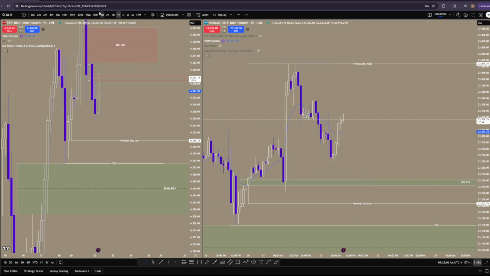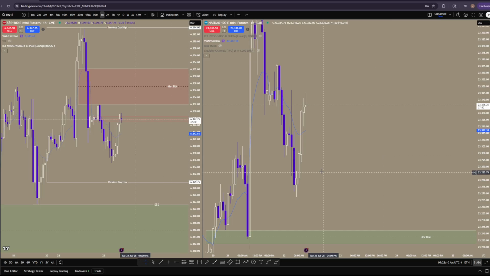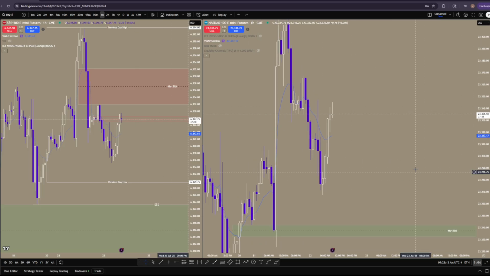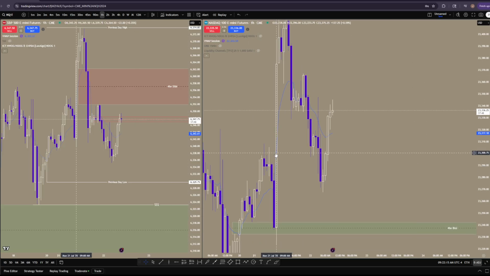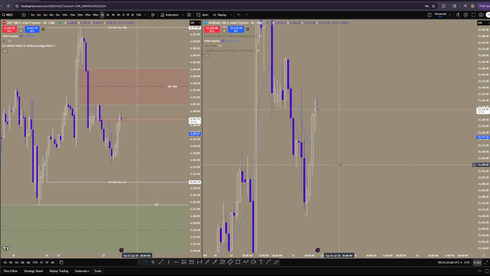Let's go down to the hourly time frame. Let's see what the hourly is showing us. So the hourly on NQ also got inversed. This huge hourly gap that we created yesterday just got inversed. So we just closed below that level, or we closed below that level a few hours ago.